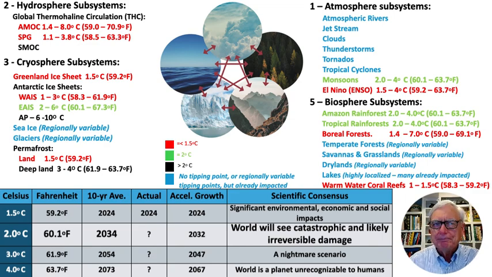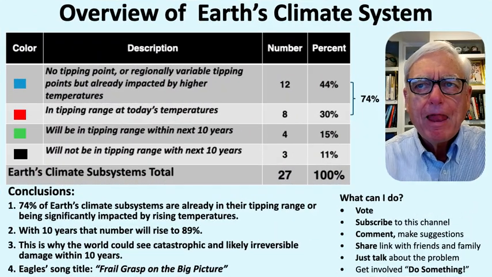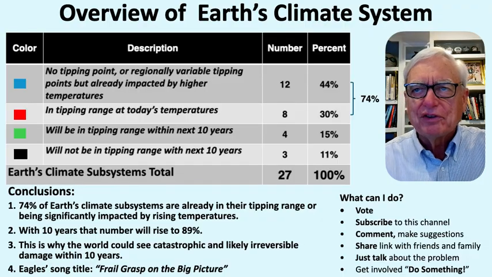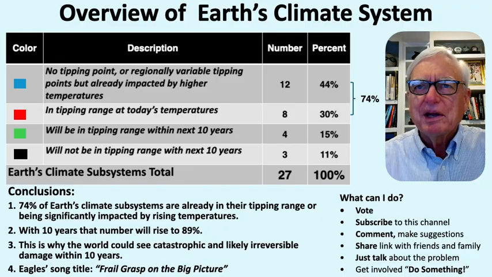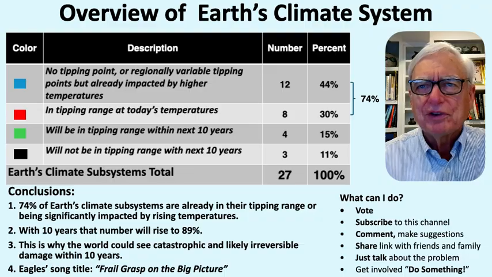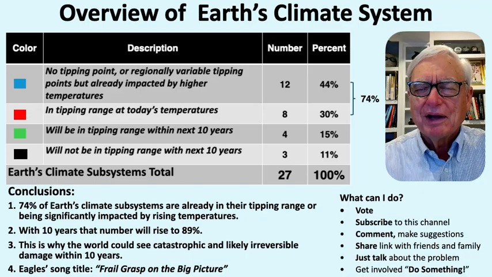So let's wrap this up. I summarized that information in this little table here. If you look at it, in blue, these are the systems with no tipping point but are already being impacted, or those that are regionally variable and are being impacted. And so we have 12 subsystems there. That represents 44%, I should say, of the 27 subsystems we've identified.